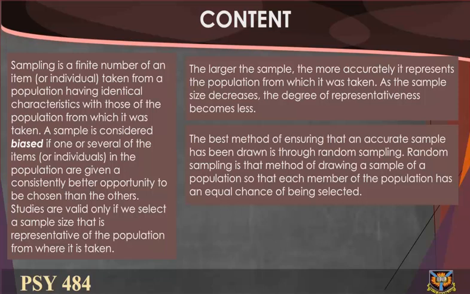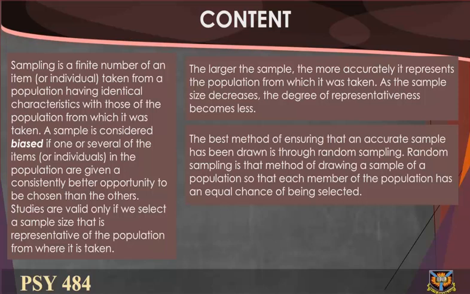Content. Sampling is a finite number of an item or individual taken from a population having identical characteristics with those of the population from which it was taken. A sample is considered biased if one or several of the items or individuals in the population are given a consistently better opportunity to be chosen than the others.